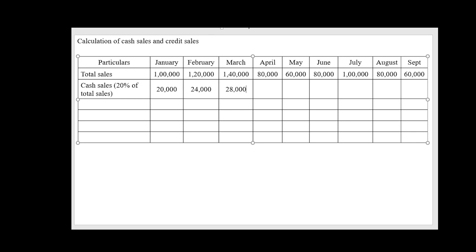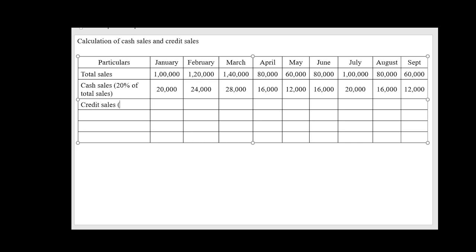Likewise, for March, it is 28,000. 20% of 80,000 is 16,000. 12,000. 16,000. 20,000. 16,000, sorry. And 20% of 60,000 is 12,000.